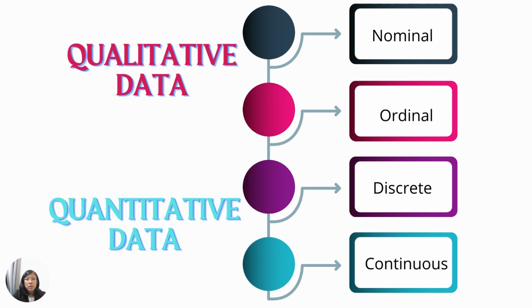Qualitative data can be further divided into nominal and ordinal. An example of nominal data is your hair color. There's no order between red and black color. Ordinal data has an order, for example, customer satisfaction from strongly agree to strongly disagree. Likewise, quantitative data can be divided into discrete numbers and continuous numbers.